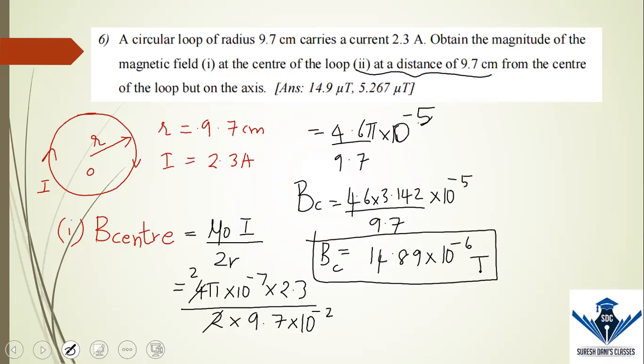This is the answer for the magnetic field at the center of the circular coil, which is carrying a current of 2.3 amperes.